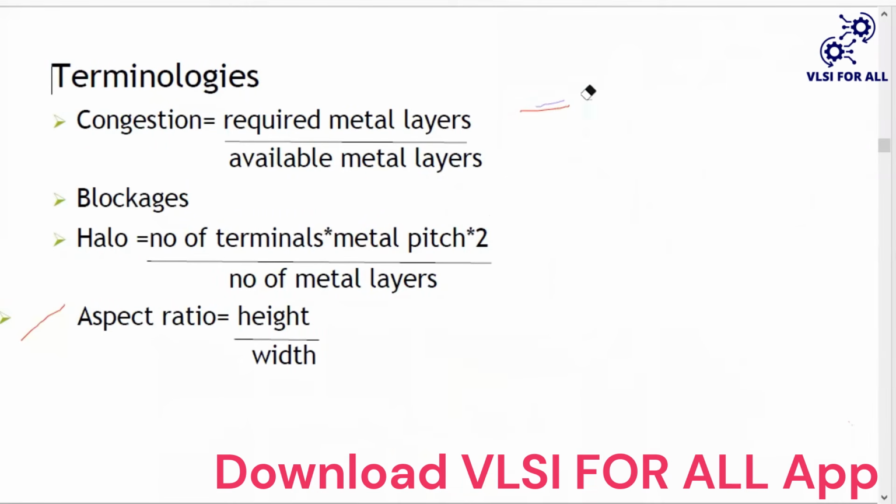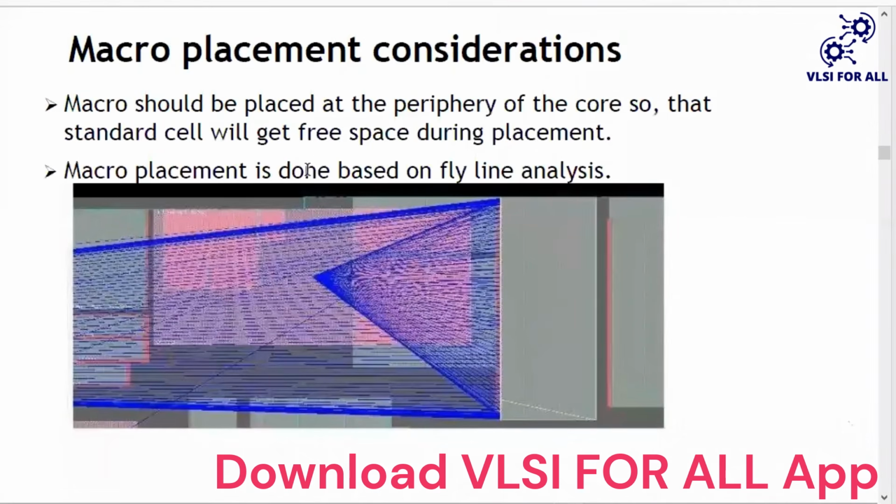Next one is the macro consideration. How will the macros be placed in our design? As I always tell, macro placement is done based on the fly line analysis. First concept is the fly line analysis. Second one is the periphery. Periphery means one group of macros is there in the design. Like there are 4 groups available. 40 macros are there, in 4 groups of macros.